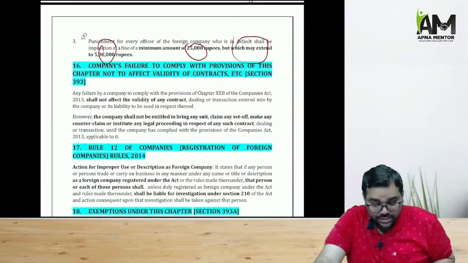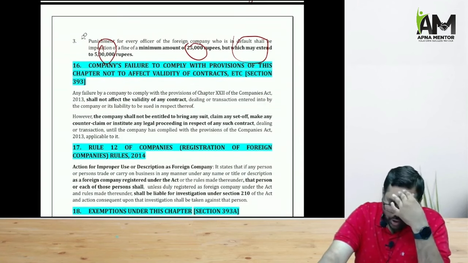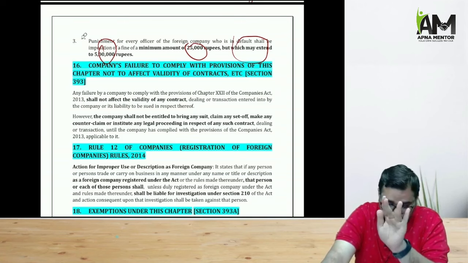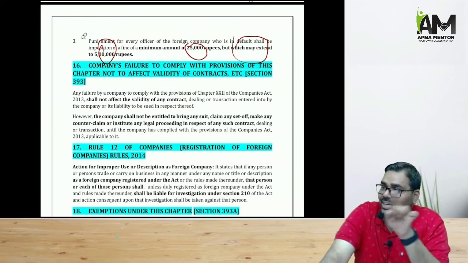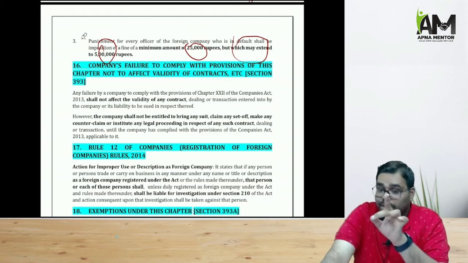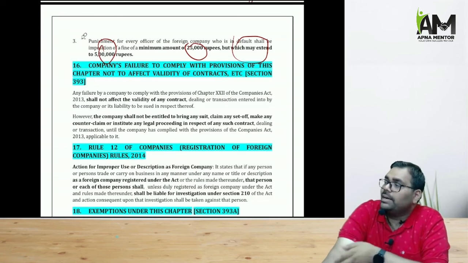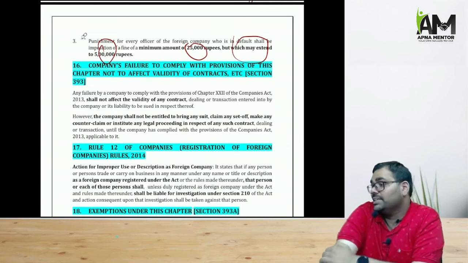Then section 393, company's failure to comply with the provisions. If a foreign company has not complied with the provisions of this chapter, the company will lose its powers. An outsider can file a case against the company, but the company will not be able to file any case against the outsider. The law says the company will become so helpless that outsiders can file a case against the company for any default, but the company cannot file a case against the outsider.